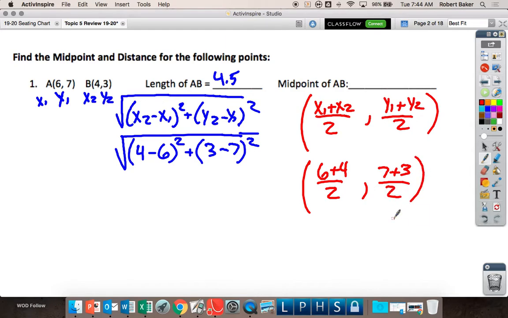So 6 plus 4 is 10, and 10 divided by 2 is 5. 7 plus 3 is 10, and 10 divided by 2 is 5. So our midpoint is at the coordinate location 5, 5.